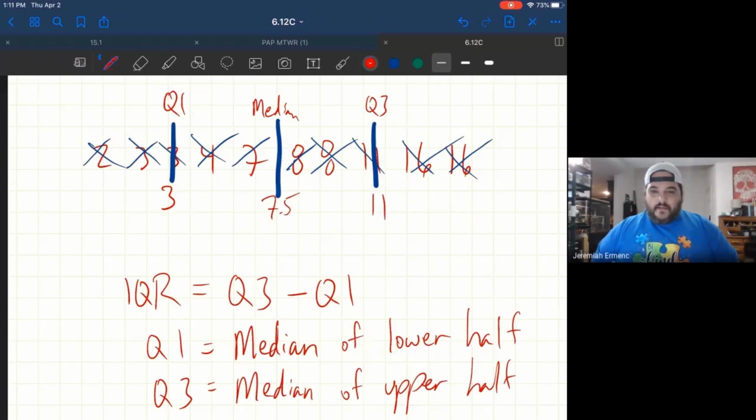So now I've done that. To find my interquartile range, it's just my Q3 value, which in this case is 11, minus my Q1 value, which is 3. So then I just do 11 minus 3, and that number is my IQR, my interquartile range.